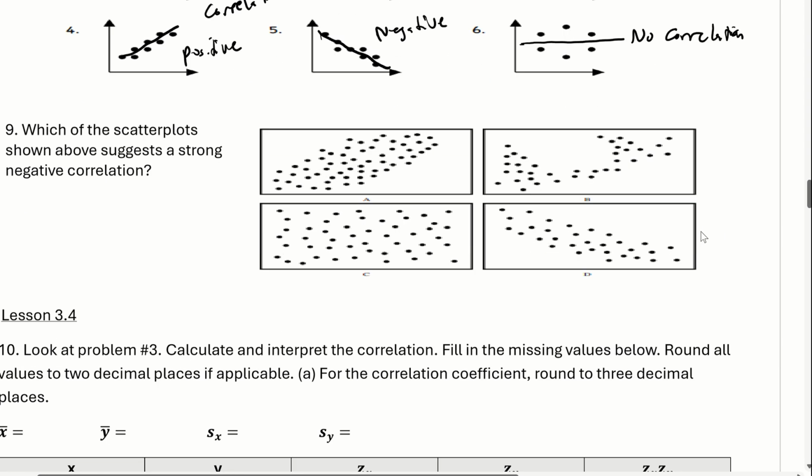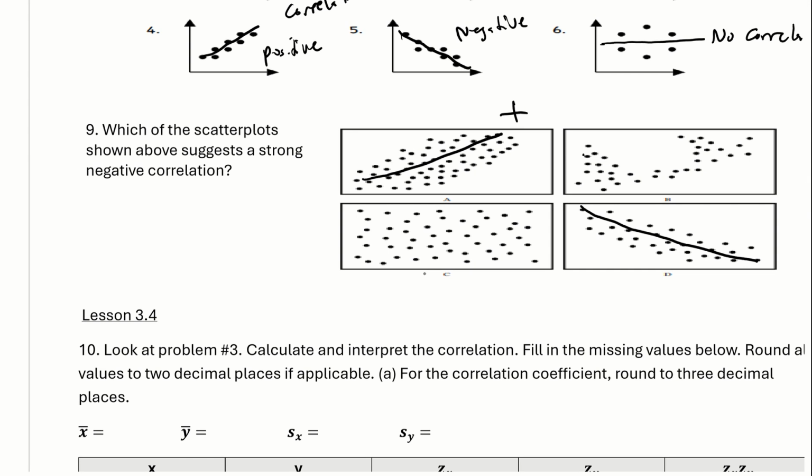Number 9, which of the scatter plots shown above suggests a strong negative correlation? This is positive, right? And it's fairly, it's decent and positive. This is curved and positive, right? This is like a curved relationship, so definitely not that, and it's positive. It's going to look upward. This is no correlation, so it can't be that one. This one is fairly strong and negative. So it's got to be this graph.